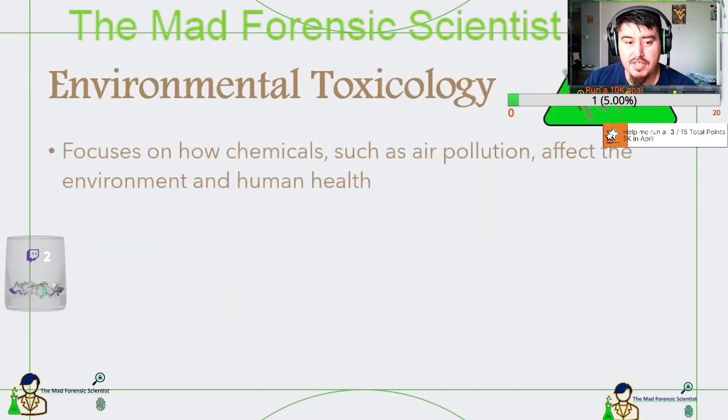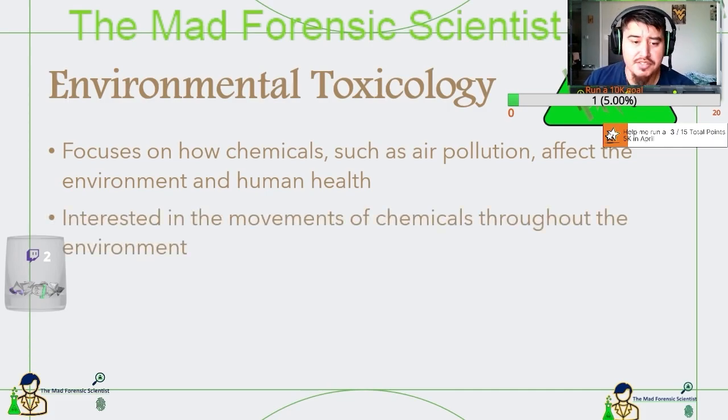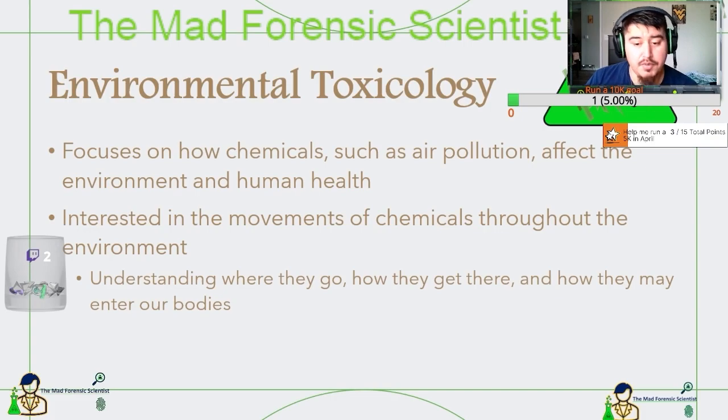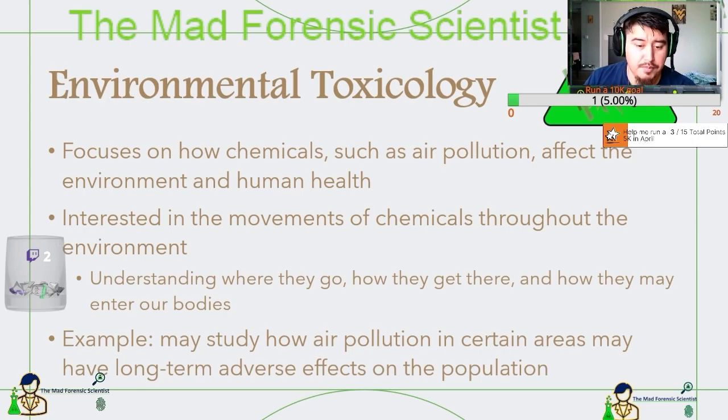Environmental toxicology. This is often focused on how chemicals, such as air pollution, affect the environment and human health. It's interested in movements of chemicals throughout the environment. Understanding where these chemicals and toxins go, how they end up there, and how they make it into our bodies. For example, they may study how air pollution in certain areas may have long-term effects on the population.